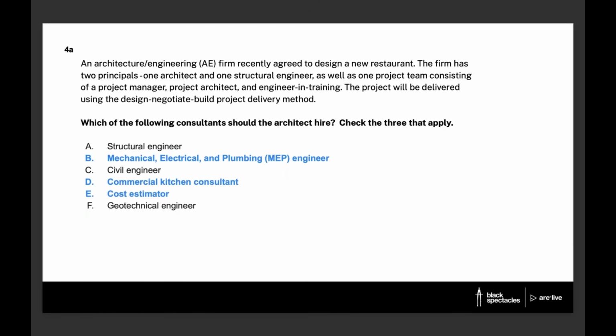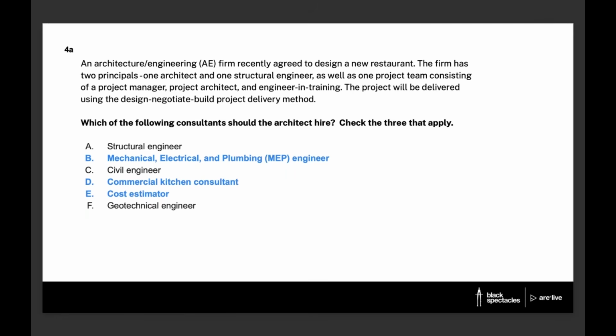Cost estimator here is, I would say, the third best answer, and we have to choose 3. So basically, you're being tested on, do you understand that the architect has to provide some cost estimates during the design process? The answer is yes. And does it look like this firm has the capability of doing that? I would say no. It's a very small firm. They probably can't do that. So it's a good thing to farm out to an expert in that field.